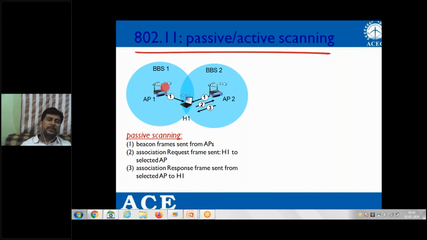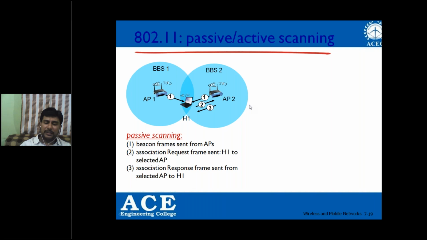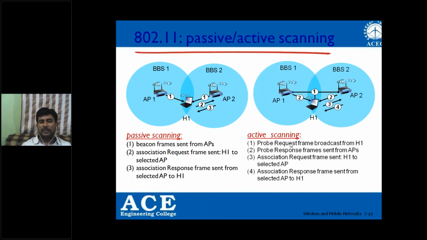And once a base station or access point receives that request, say access point 1 has received it, then it will send the association response from access point 1 to the host. Now remember, here the initiation of the discussion is done by the access point. That will be referred to as passive scanning. But in the other case, when a mobile device starts making the communication initiation.